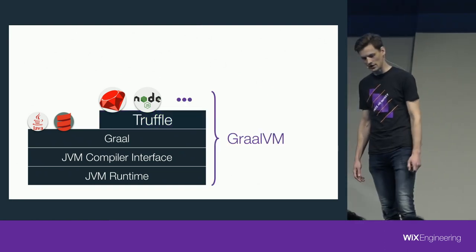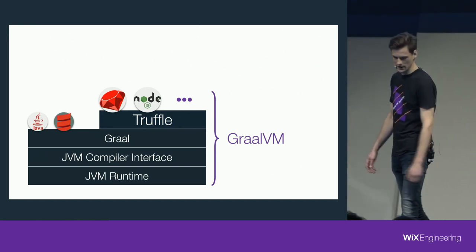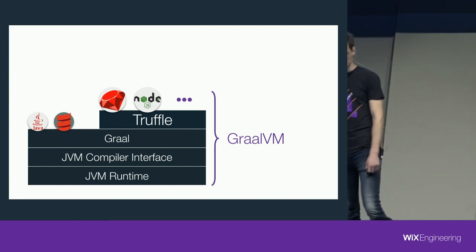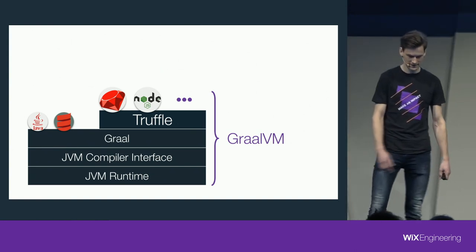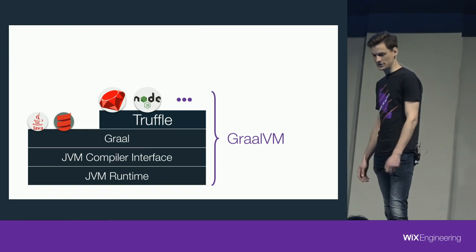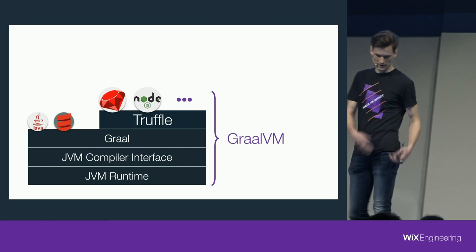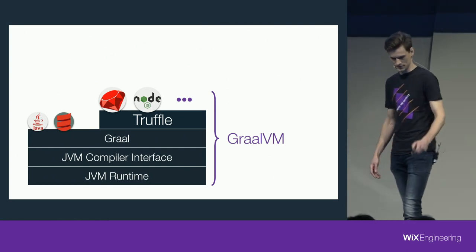And GraalVM is just a distribution which contains a JDK, the Graal just-in-time compiler, so the JDK with the Graal compiler inside of it, the Truffle libraries, and binaries for Ruby and Node.js. So just a binary called Ruby and a binary called Node, which you can use.